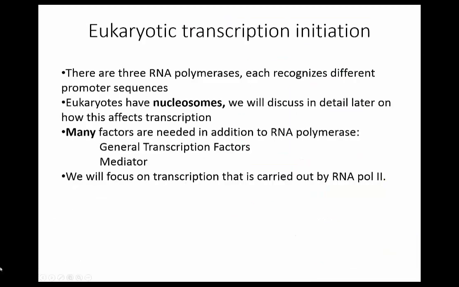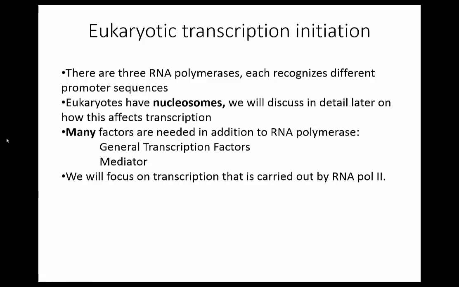Let's now move on to eukaryotic transcription initiation. Let me just remind you that there are 3 RNA polymerases. Each of those RNA polymerases recognizes slightly different promoter sequences. So we are only going to talk about RNA polymerase II, which is the polymerase that synthesizes messenger RNAs. Another big difference in eukaryotes compared to prokaryotes is that eukaryotes have nucleosomes, and nucleosomes wrap the DNA, and later on we're going to discuss how this will actually affect transcription.